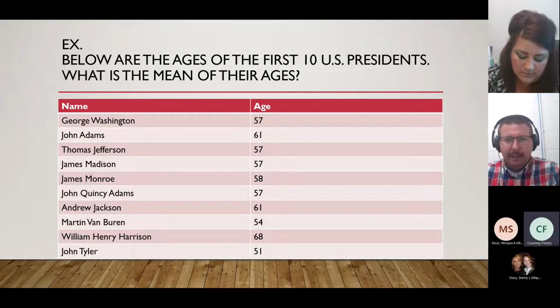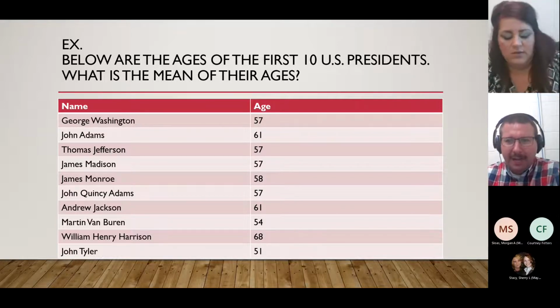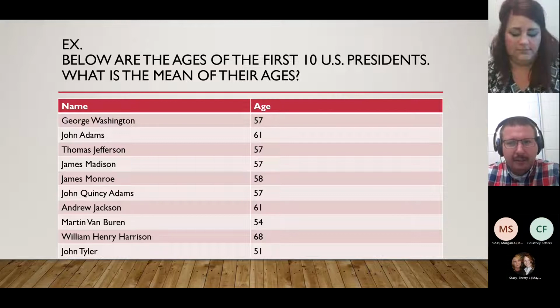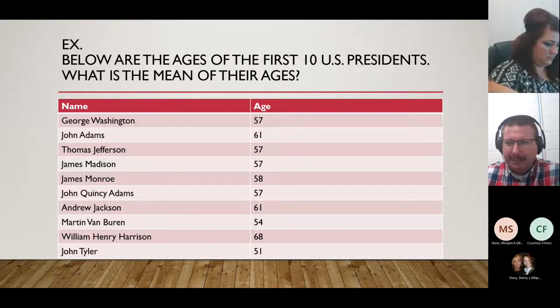Is it 58? You are correct. It is 58. I get 58.1. Who cares? Still the same answer. It is 58. You add all of them up and divide it by 10 because there were 10 of them, and there's your answer. 58. Very good. And to tell you the truth, these are actually their ages when they became president.